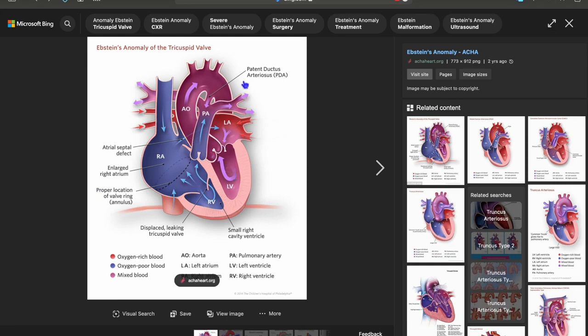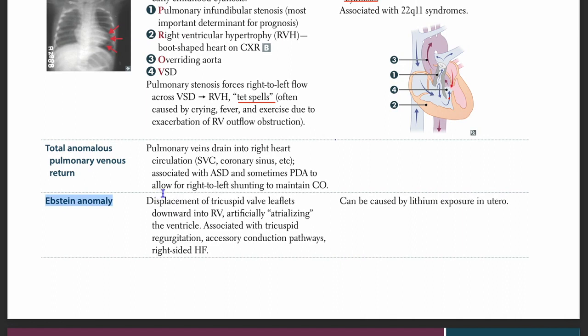Left atrium, left ventricle, aorta is right there, pulmonary artery is right there, and this is the right ventricle. So you see how big the right atrium is compared to the right ventricle. Normally it's the other way around, right? So atrializing, sorry. So displacement of tricuspid valve leaflets downward into right ventricle, artificially atrializing the ventricle, associated with tricuspid regurgitation, accessory conduction pathway, and right-sided heart failure. It can be caused by lithium exposure in utero.